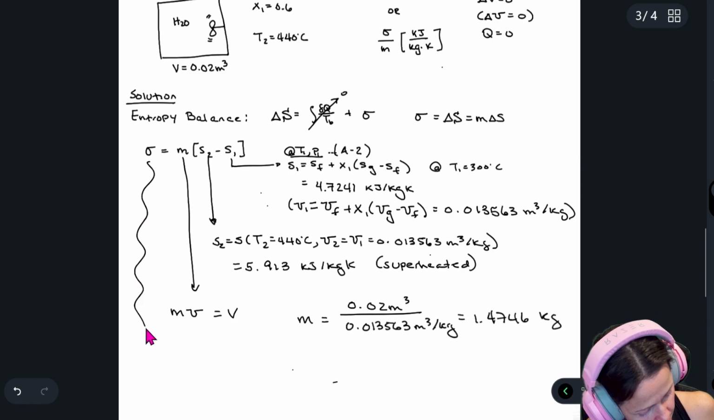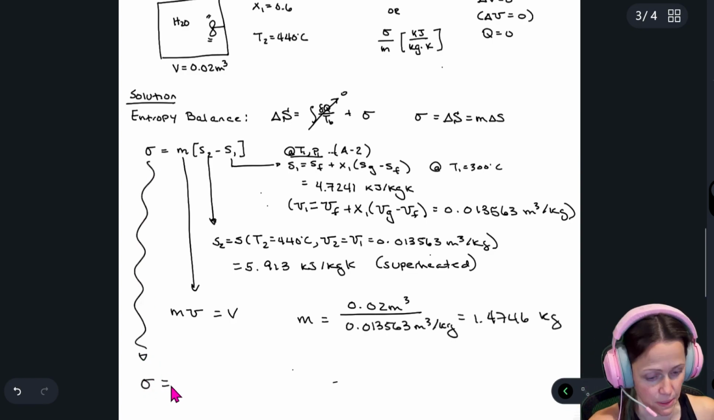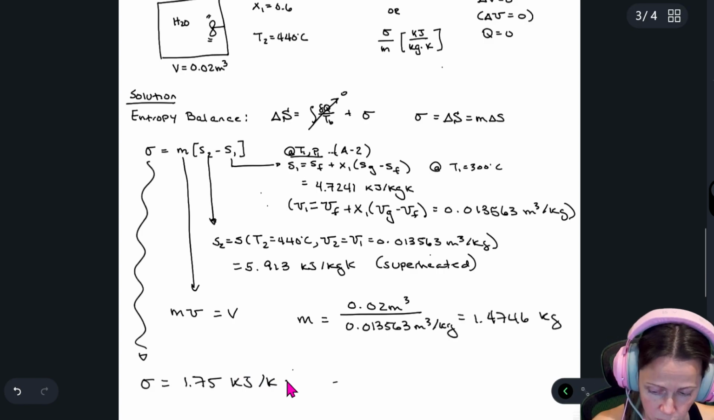So that should be enough to get our value of sigma. I got 1.75 kilojoules per Kelvin.